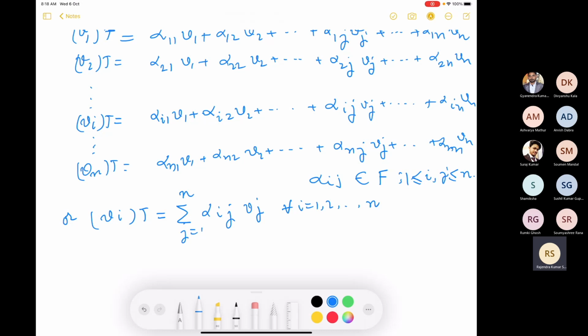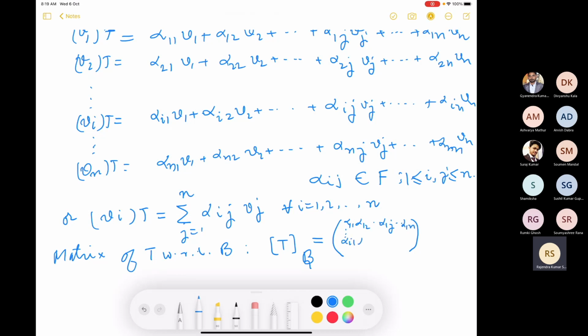So what we do is that the matrix of T with respect to this basis B is often written as T_B. So just retain these scalars, because V1, V2, ..., Vn we know, and we also know in which order these are written. So this is alpha 1 1, alpha 1 2, and then alpha 1 j, and then alpha 1 n. Like this alpha i1, alpha i2, alpha ij, alpha in, and like that alpha n1, alpha n2, alpha nj, and alpha nn.